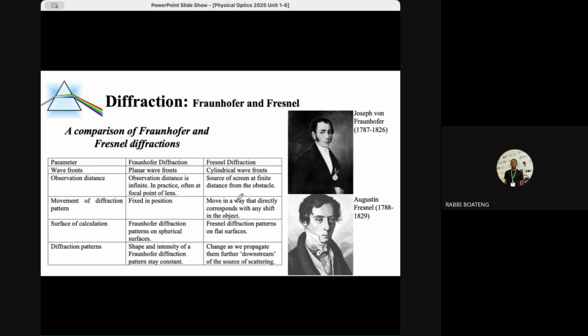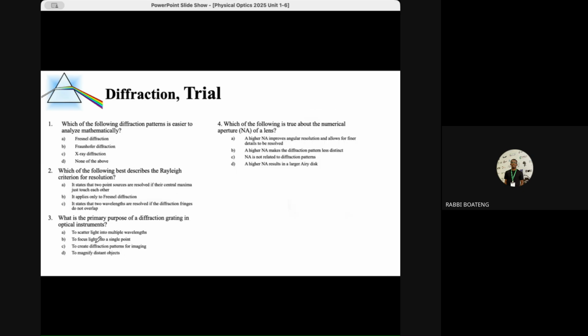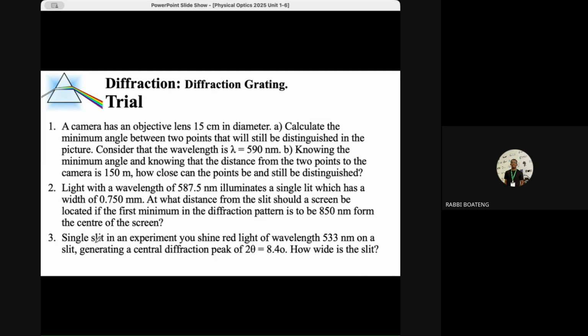So I adapted this one from the model where they compare Fraunhofer diffraction and Fresnel diffraction using some common parameters like the waveforms, the observer distance, the moment of the diffraction, the surface calculation, and the diffraction pattern. I have some questions here.